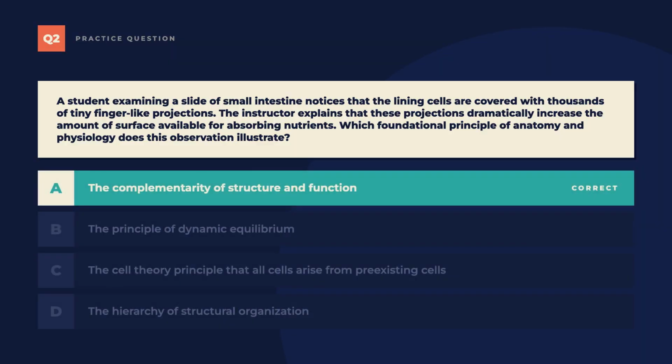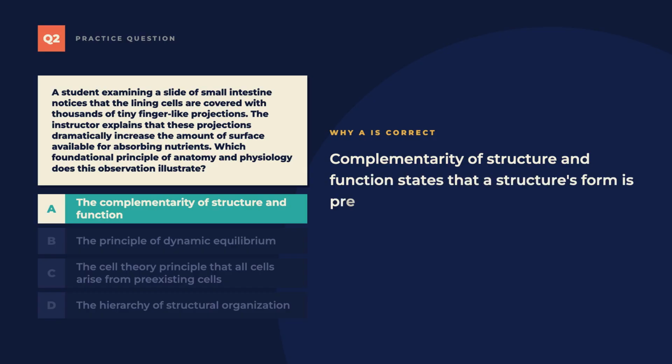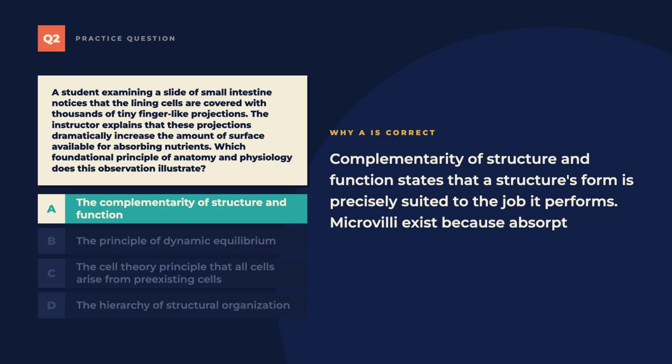The correct answer is A. The complementarity of structure and function. A is correct because complementarity of structure and function states that a structure's form is precisely suited to the job it performs. Microvilli exist because absorption depends on surface area, so the shape of the cell surface directly serves its function.